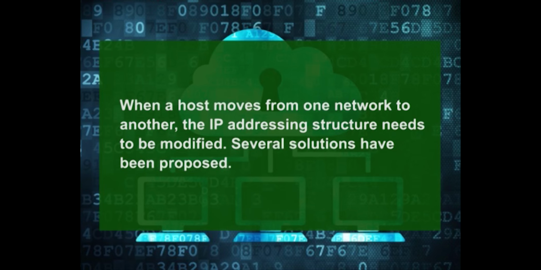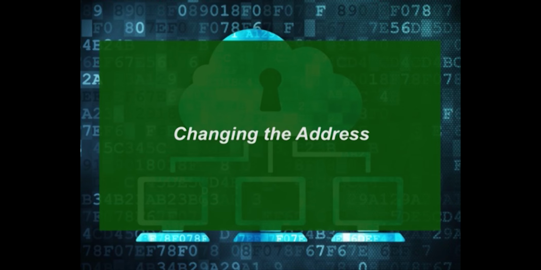Mobile hosts. When a host moves from one network to another, the IP addressing structure needs to be modified. Several solutions have been proposed. Changing the address: one simple solution is to let the mobile host change its address as it goes to the new network. The host can use DHCP to obtain a new address to associate it with the new network.